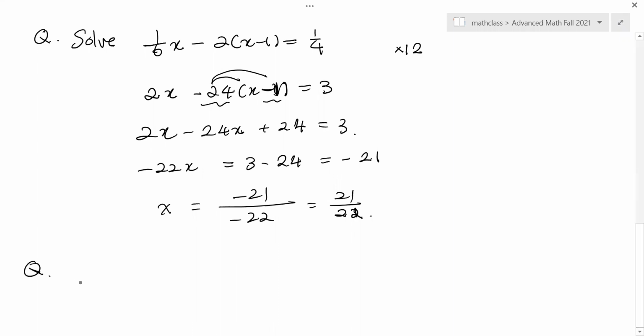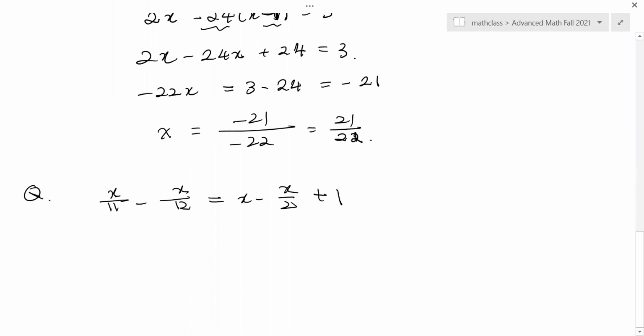So this is the problem: x over 11 minus x over 12 equals x minus half of x plus 1. Okay. So there are lots of terms containing x. I hope you can get the correct answer. So use a fraction for your answer. Don't approximate using decimal numbers. All right, so once you have the answer, please post it to me. Let me check if you get the same answer.